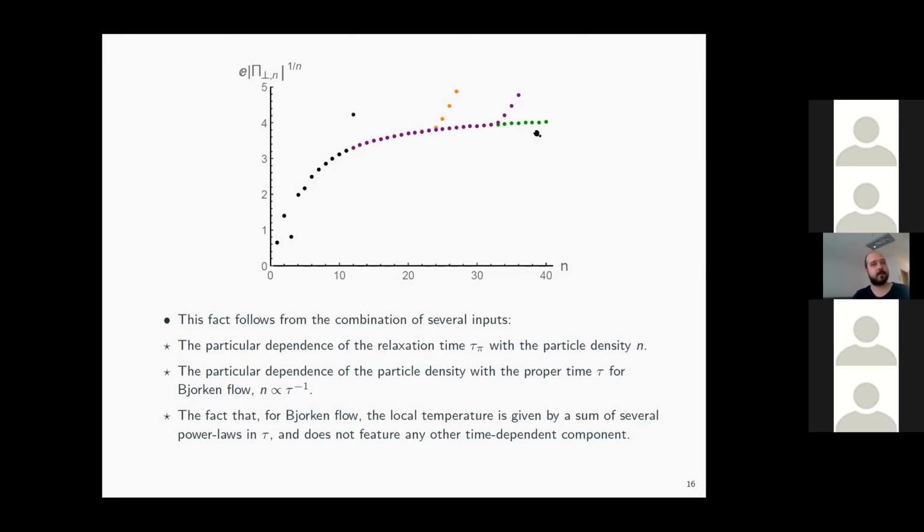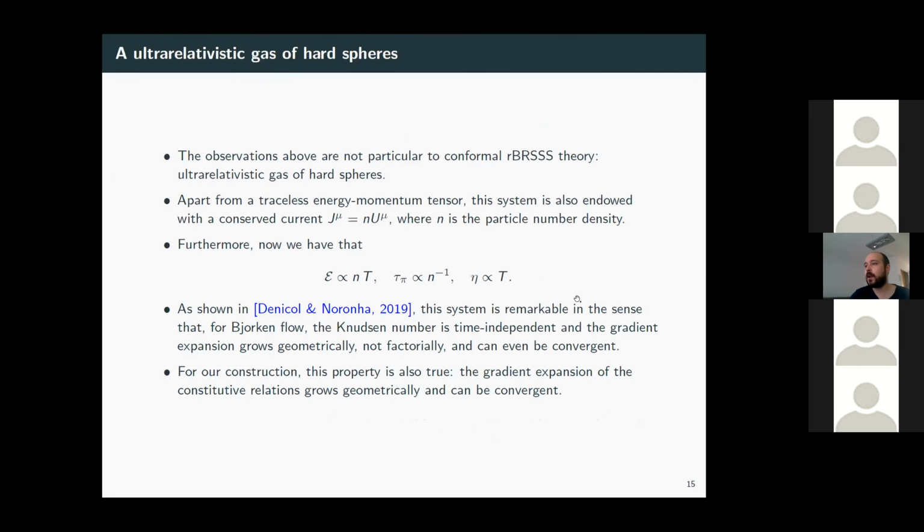Which is that our gradient expansion in this system for Bjorken flow is geometrically divergent and not factorially divergent. And as I mentioned this morning in the discussion session, this fact follows from the combination of several inputs. So the first input is the dependence of the relaxation time on the particle density. So they are inversely related.